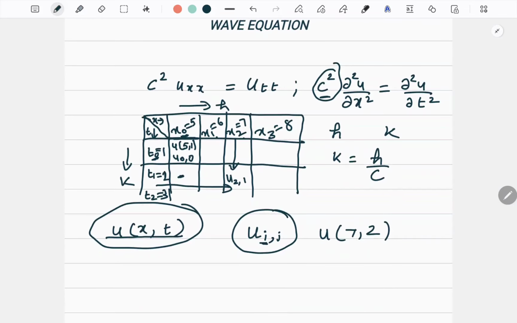Right? Now what will be given in your question? First of all, in step 1, you need to understand what your h is, what your k is, and what your c is if k is not given.